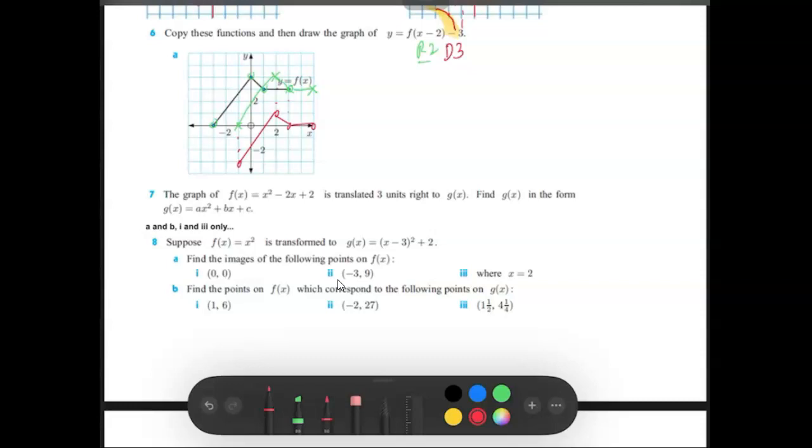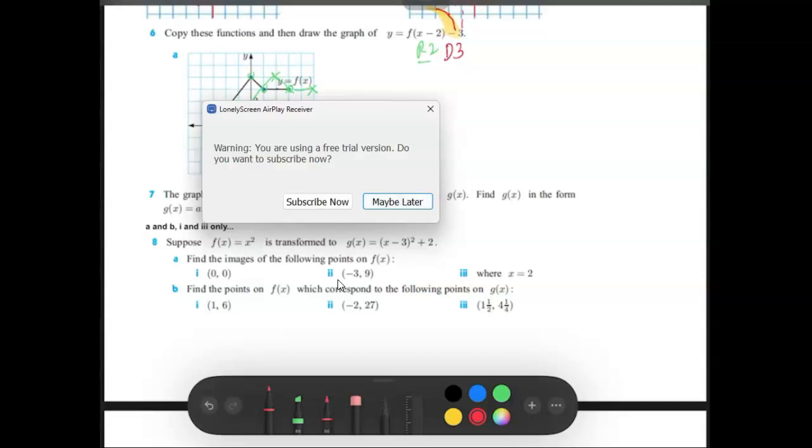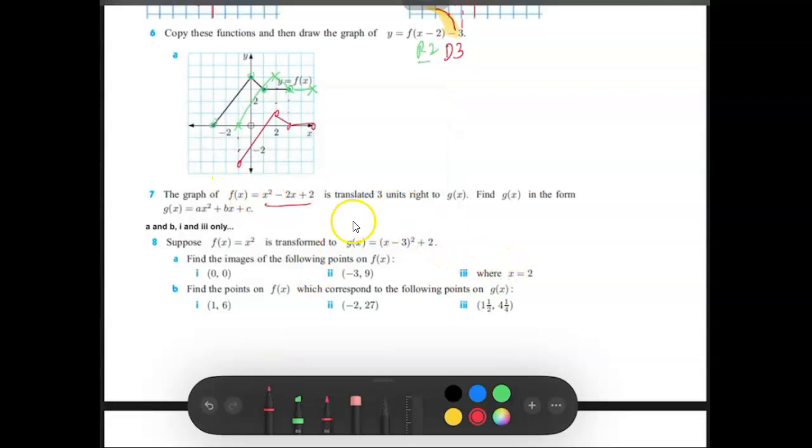Number 7, the graph of f of x equals x squared minus 2x plus 2 is translated 3 units right to g of x, find g of x in the form, blah, blah, blah. Okay, so this is an algebraic problem. So first thing we need to do is express this transformation as the form f of whatever, right? And remember, if you're going 3 units to the right, that's the same thing as f of x minus 3, right? Because x minus 3 means move 3 units to the right, okay? Normally you would think subtraction is going to the left, but this is Bizarro world, so it's actually going to the right. Okay, so how do we change this into this form?